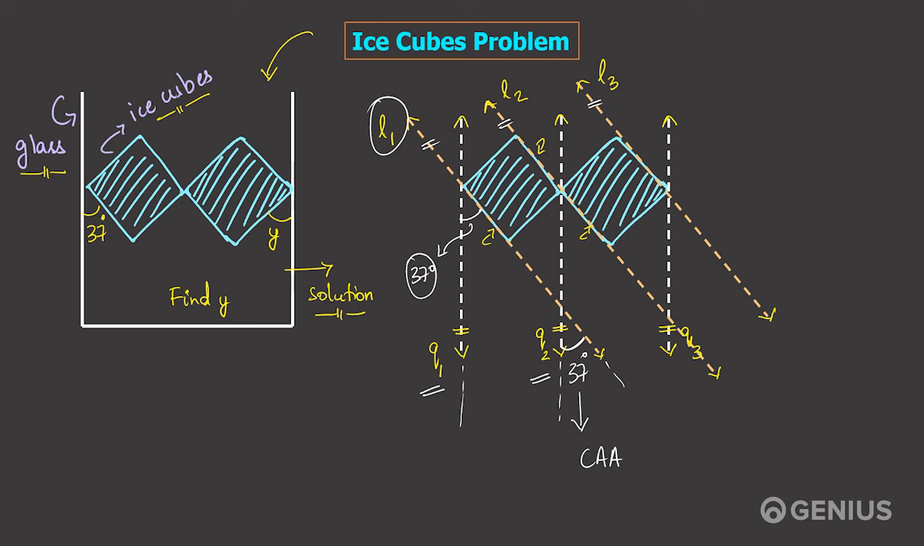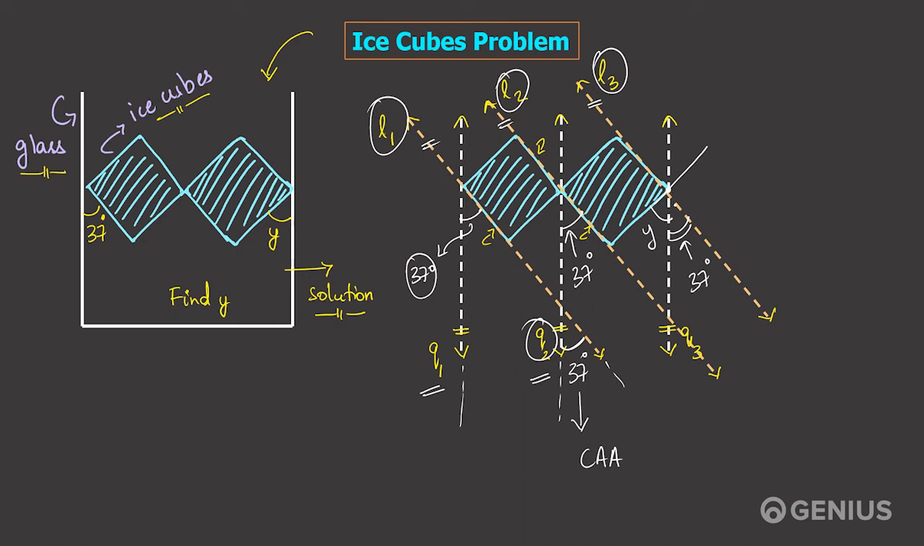Moving on, now observe that Q2 is a transversal to both L1 and L2, right? So what does that mean? That means that this angle over here is also 37 degrees. Similarly, if you keep on playing this game, you will find that this angle over here is also 37 degrees. Now look at the line L3 and this line here, they both intersect at the point where the ice cubes meet the glass.